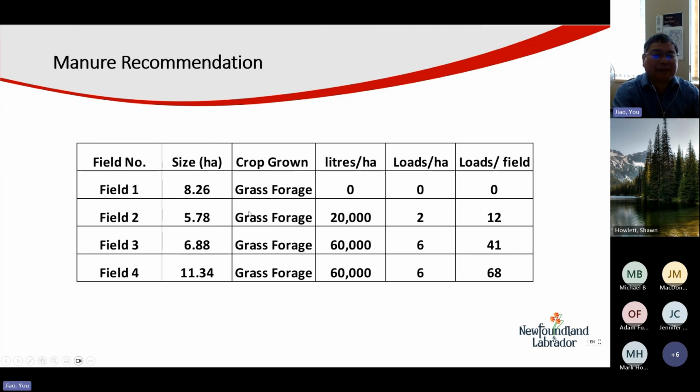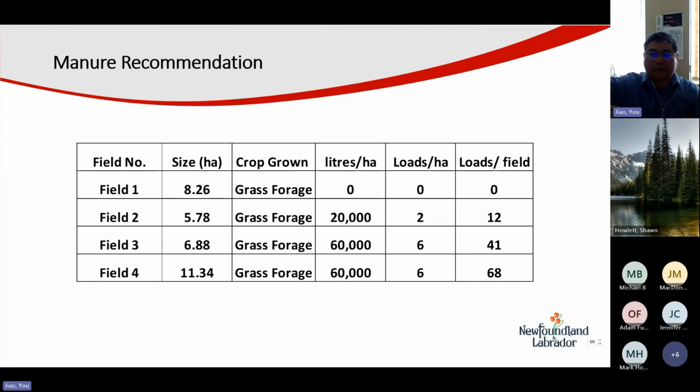For the manure recommendations, suppose I have fields number 1, 2, 3, 4, all the same size, and I'm going to grow grass forage. In this case, it's for liquid manure at 1 hectare. For this field, I don't need to put anything because this figure shows my phosphorus level is around 300.